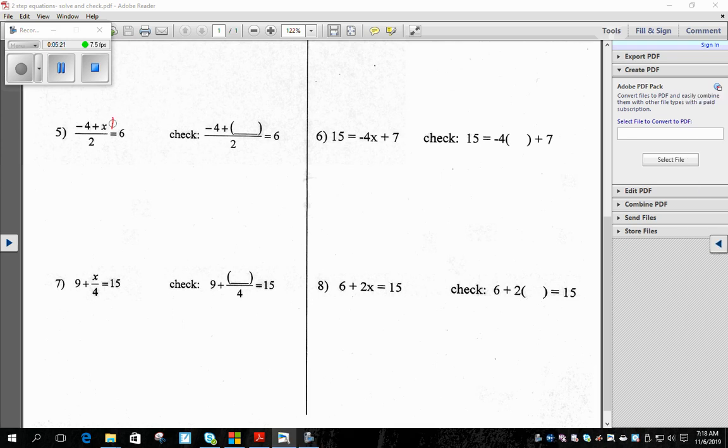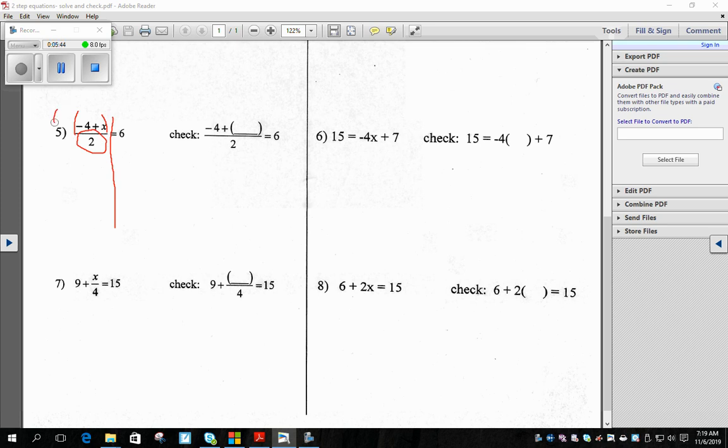Okay, the first thing I'm going to do is draw my line going down. This top part is kind of like a grouping symbol. So we're going to save that all the way until the very end. The other reason why is because that negative 4 is being divided by 2 and the x is being divided by 2. So this group is stuck over the 2 until this dividing by 2 is all gone.